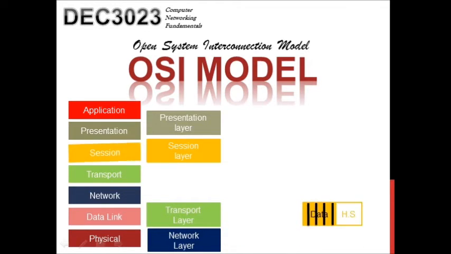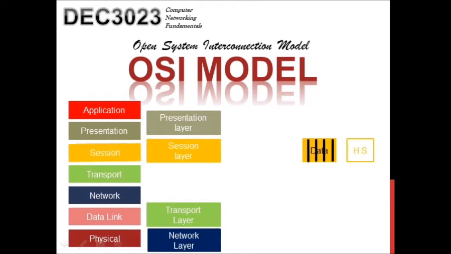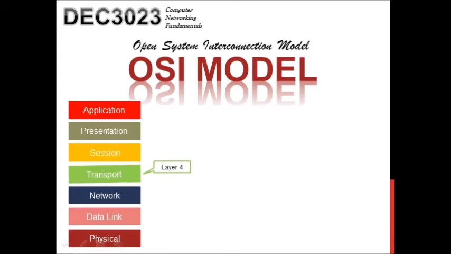This layer establishes, maintains and terminates the communication between applications. This layer will identify the names and functions, such as security, needed to allow two applications to communicate on the network. Transport Layer. The transport layer is the 4th layer of the OSI reference model.